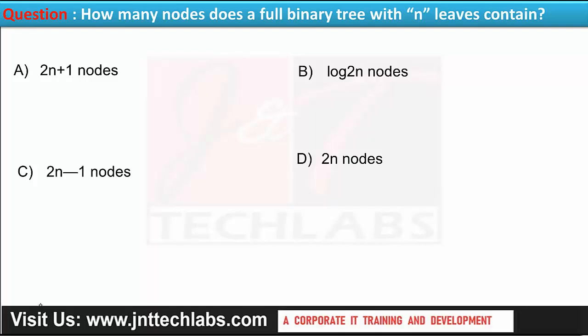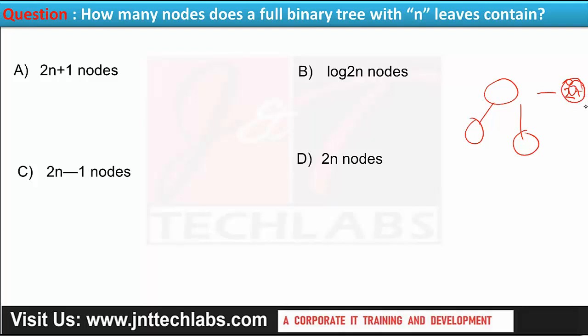2 to the power of n nodes. 2 to the power of n nodes means we need to multiply with 2. Always we need to multiply with 2, because every node will have two nodes. But based on the height, this is the first one, this is 2 to the power of 0 level, 0 level plus 1.